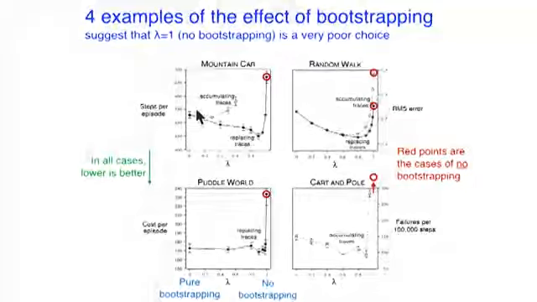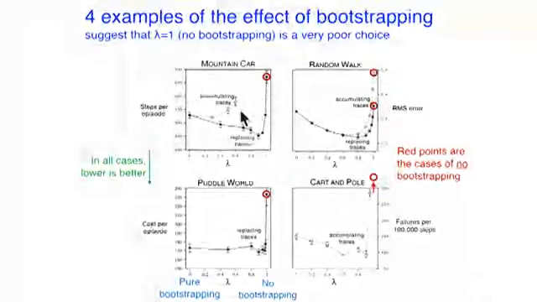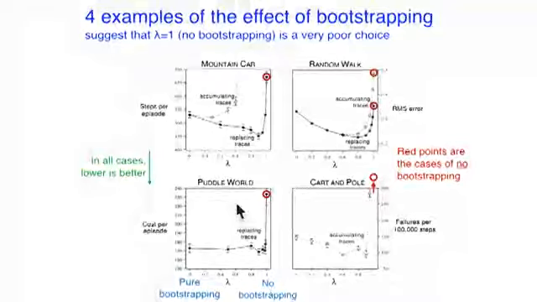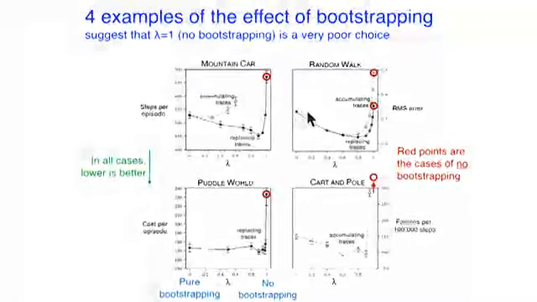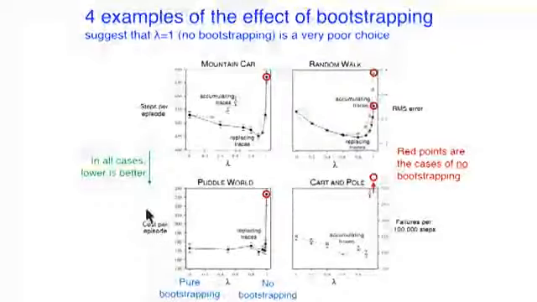So let me take a couple minutes and explain this graph. This is 4 different problems, and obviously there are many more problems, and these are, I believe, representative, but you could do more. Someone perhaps should do all the Atari games with every different value of lambda and find out how well it does. So in all these cases, the good performance is low.